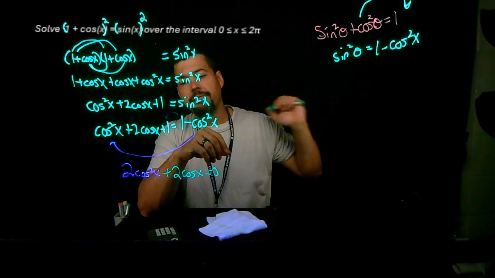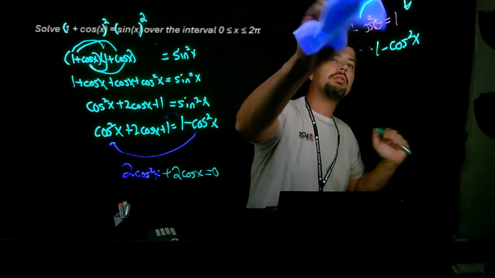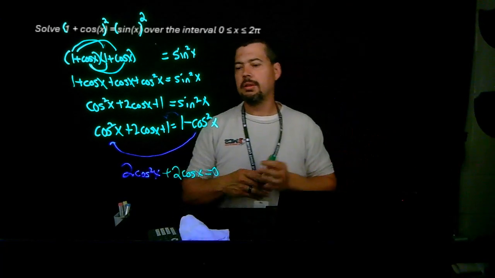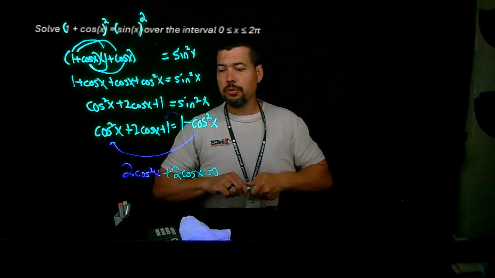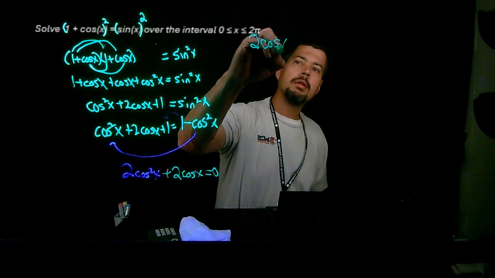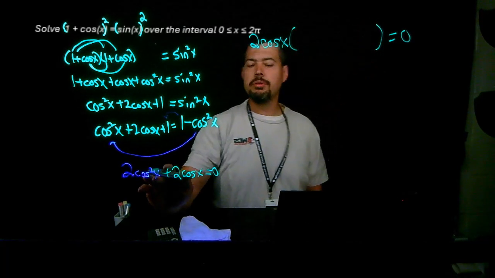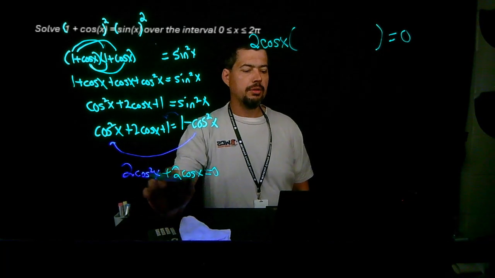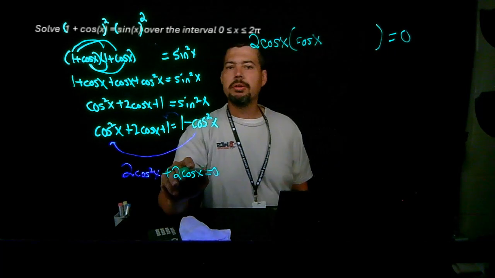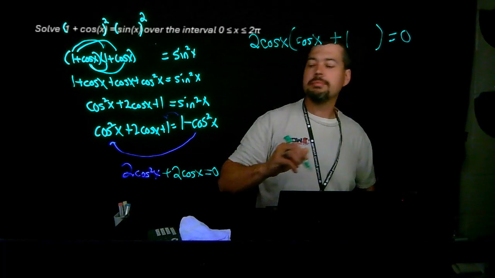And again, your favorite F word is factoring, right? That is your favorite word. You love that word. It loves you. So what can we pull? We can pull a 2 cosine from both pieces. If you pull a 2 cosine of x from 2 cosine squareds of x, you'll have a cosine of x left. If you pull a 2 cosine of x from a 2 cosine of x, you have the 1 kind of as a placeholder idea.